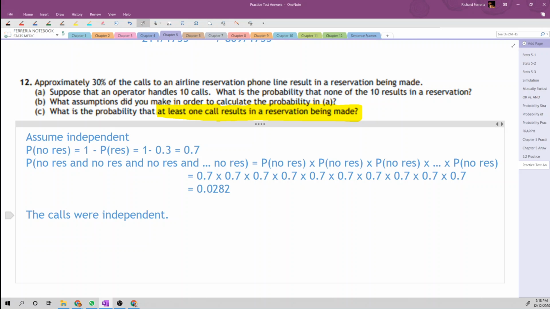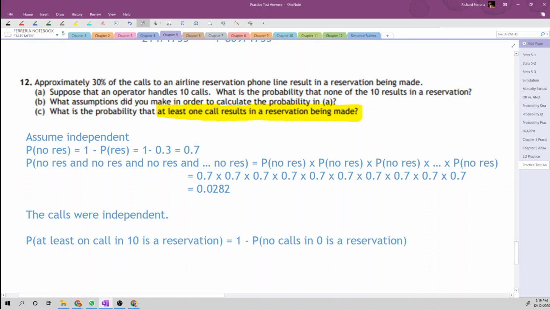So the probability that at least one call in 10 is a reservation is 1 minus the probability that there are no calls resulting in a reservation. Since we calculated that in part A, we'll just put that number right in there, and we get a 97.18% probability that at least one call will result in a reservation.